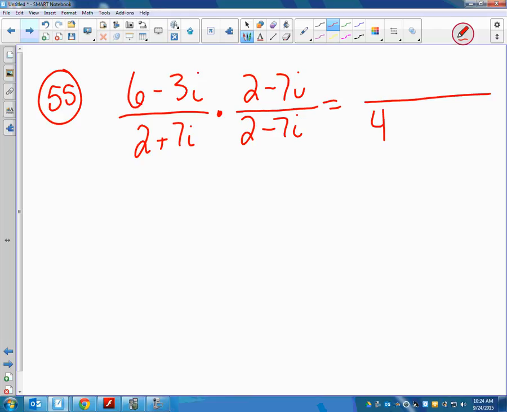When I multiply this out, I never do the middle part on the bottom because I know it cancels out. But if you want to just check, you can multiply it out. And you can say 2 times negative 7i is negative 14i. And 7i times 2 is positive 14i. And 7i times negative 7i is negative 49i squared. And what does i squared equal? Negative 1. Great job.